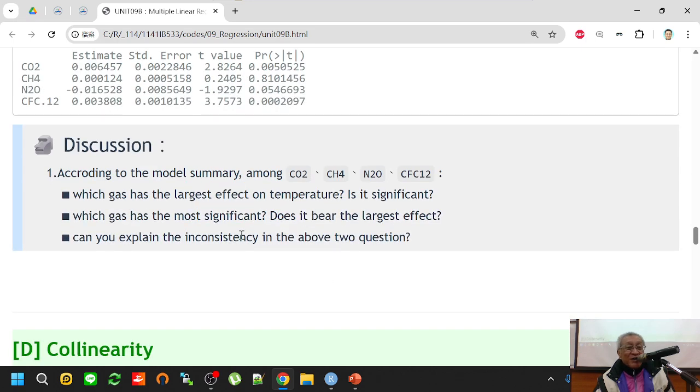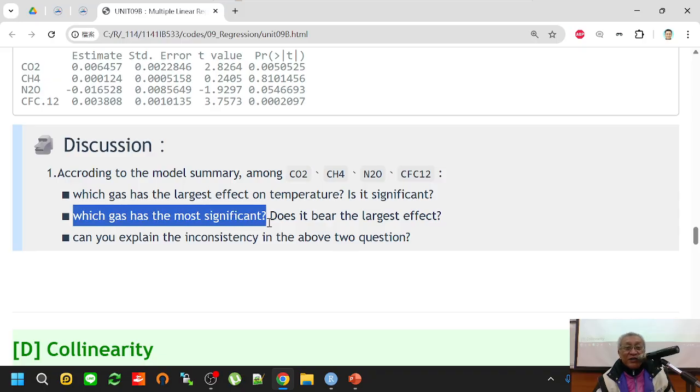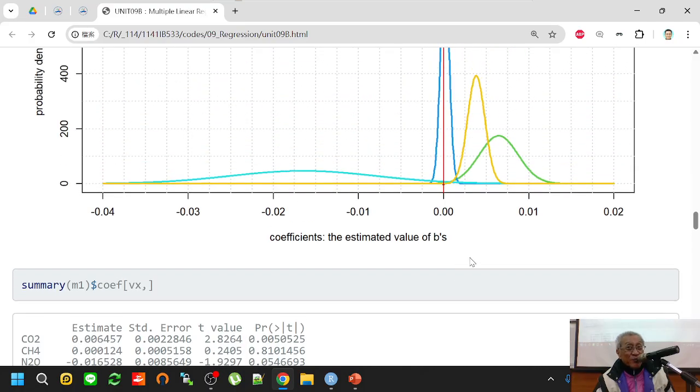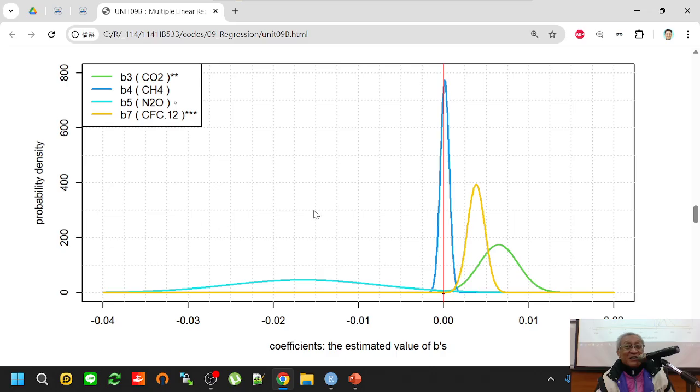So there are some discussion here. This question I already discussed, right? Which gas has the most significant? Does it bear the largest effect? Can you answer this question? Because it would be your homework assignment, right? So the most significant is this one, right? And does it have the largest estimated effect?